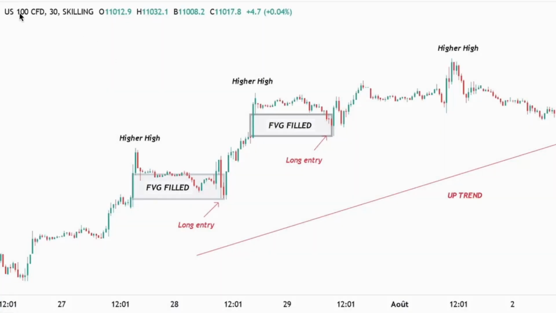We are using a 30-minute Nasdaq chart. We have a bullish trend. Price is making higher highs each time, right? First, we identify the imbalances and wait for the retracement to happen and the fair value gap to be filled before taking a long entry. The stop loss must be set below this fair value gap.